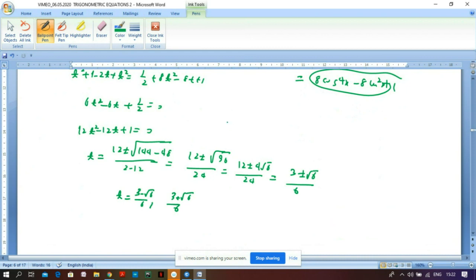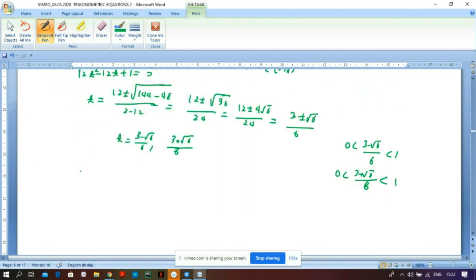Remember, t was cos square x, so t belonged to 0, 1. I find that both numbers, 3 minus root 6 by 6 is less than 1, and even 3 plus root 6 by 6, that also. So these both numbers are less than 1. So both can be a solution.